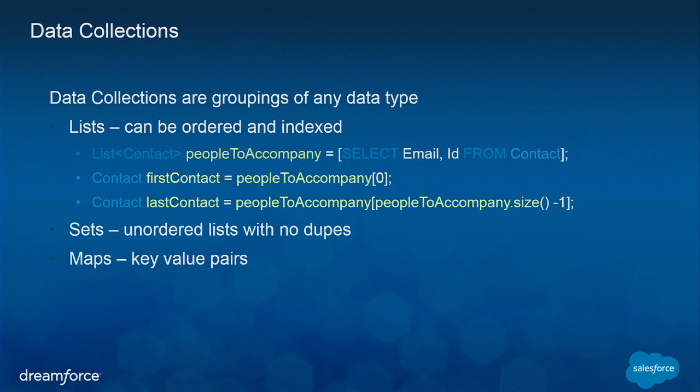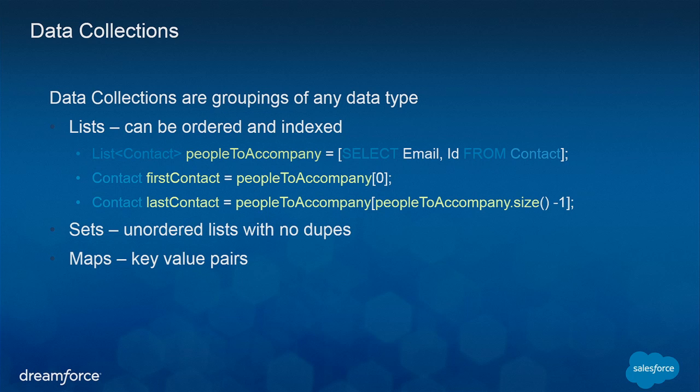Okay, data collections. Well, we've kind of already seen that. In many ways, that contact variable is a data collection. It's a collection of the first name, the last name, and the email address. But you can have other kinds of collections as well. You can have a list of contacts.